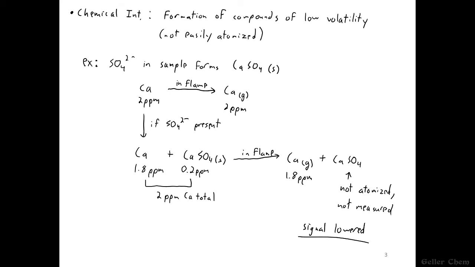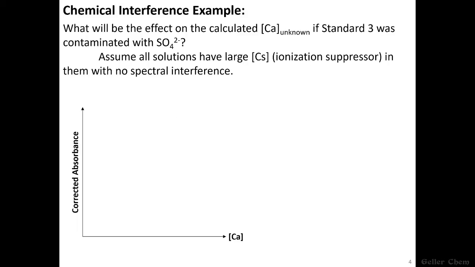So let's tie this in with our calcium analysis example. Let's say that the third standard was contaminated with sulfate. What will be the effect on the calculated calcium unknown concentration? We'll assume that all solutions have a large Cs concentration. This is a group 1 metal, so it's an ionization suppressor. And the large concentration is meant to imply that all ionization will be suppressed.